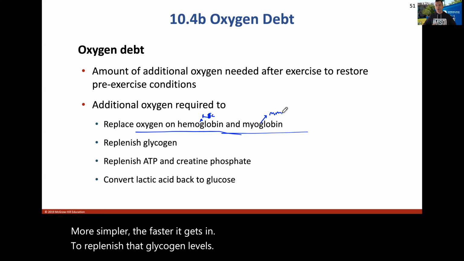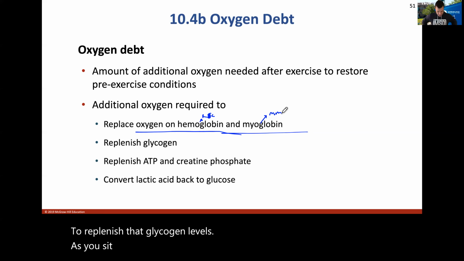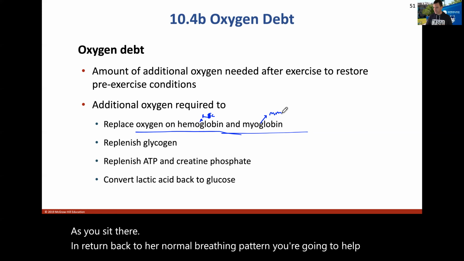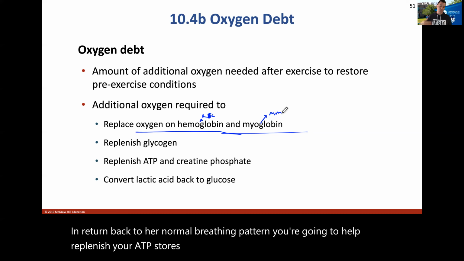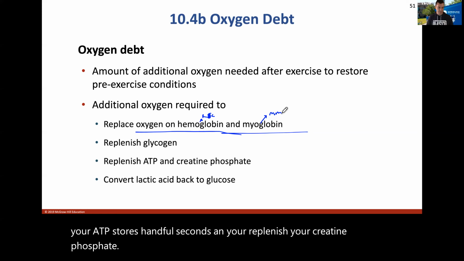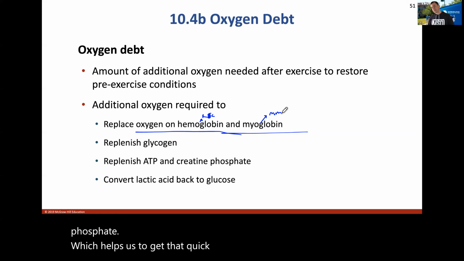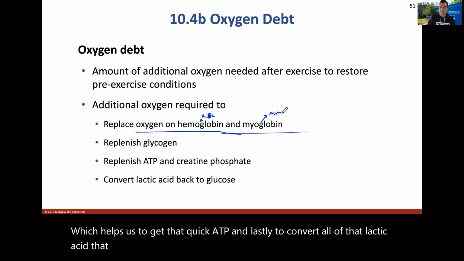As you sit there and return back to a normal breathing pattern, you're going to help replenish your ATP stores, a handful of seconds, and you'll replenish your creatine phosphate, which helps us to get that quick ATP. And lastly, to convert all of that lactic acid that you've produced back into glucose.